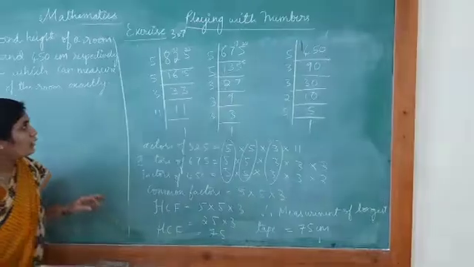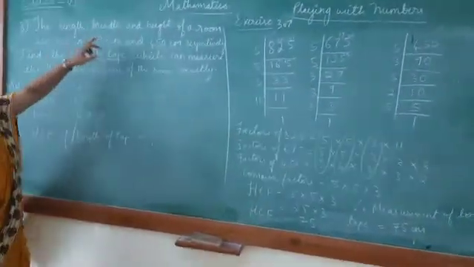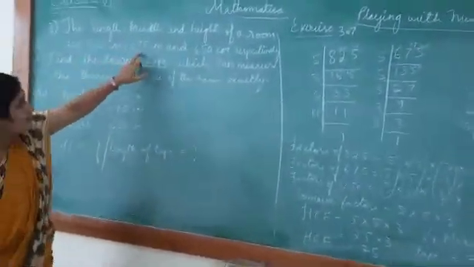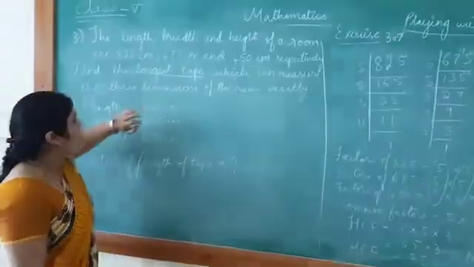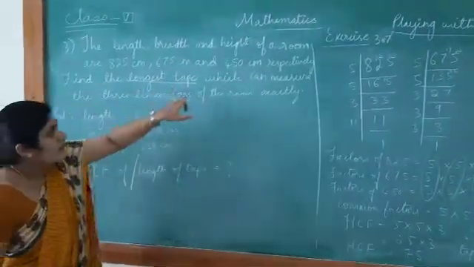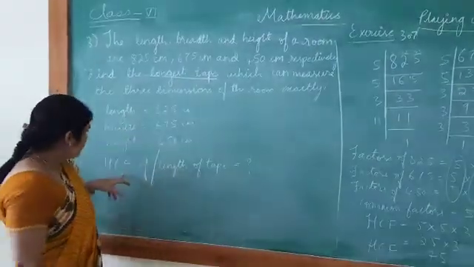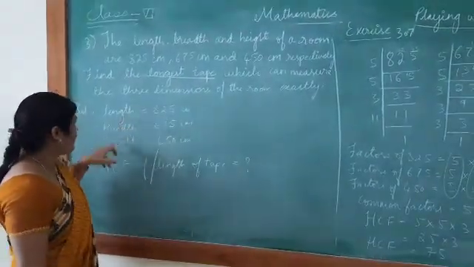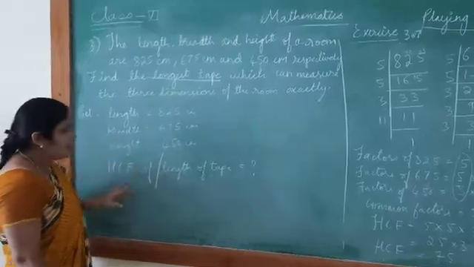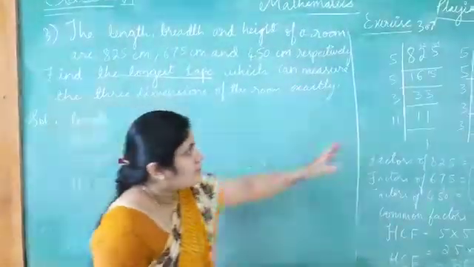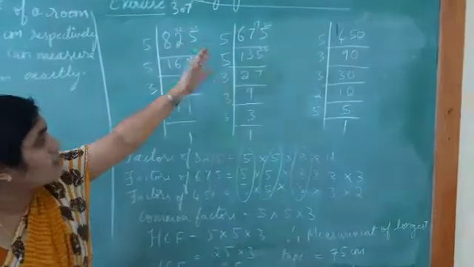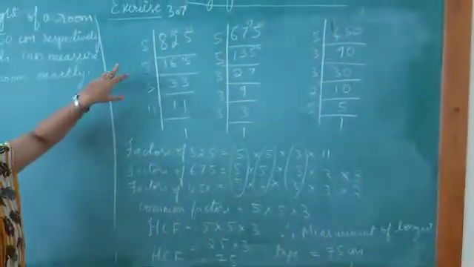Let me repeat this once. As you can see, the length, breadth and height of the room are 825, 675 and 450 centimeters respectively. Find the longest tape which can measure the 3 dimensions of the room exactly. So let me write all the 3, length, breadth and height, as per the given data. HCF or length of the tape is. Now write the numbers separately and find out the factors.